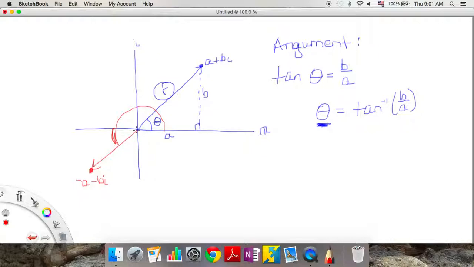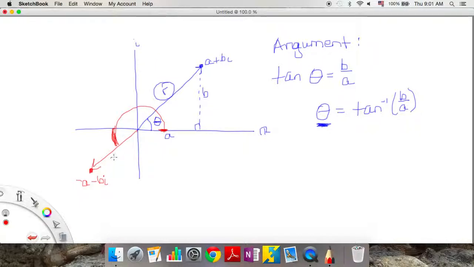So you need to pay attention when you're calculating your argument and make sure that you're getting the angle in the right quadrant. We always want it measured off the positive real axis, but we need to make sure it's the right one in the right quadrant, depending on the sign of the real part and the sign of the imaginary part.